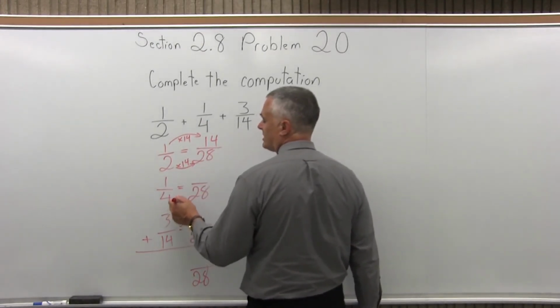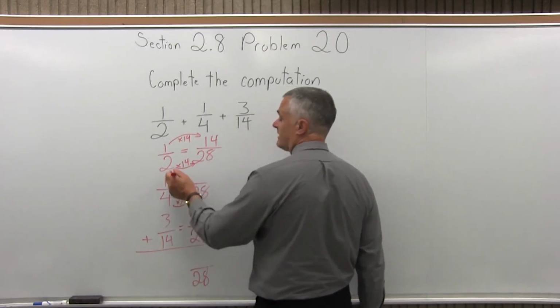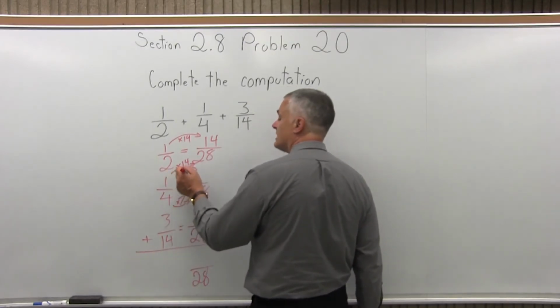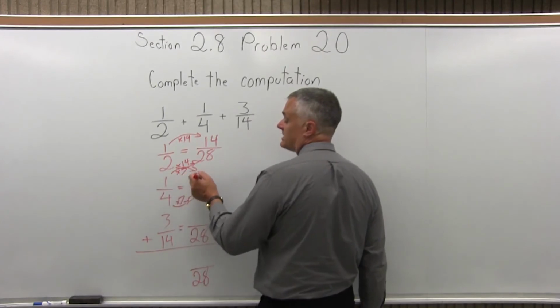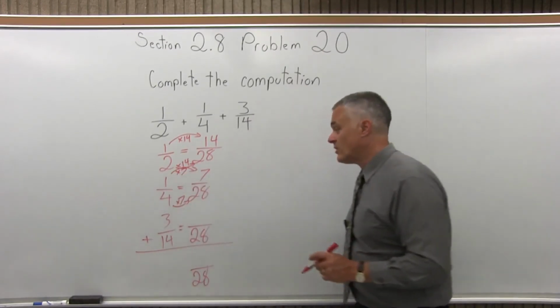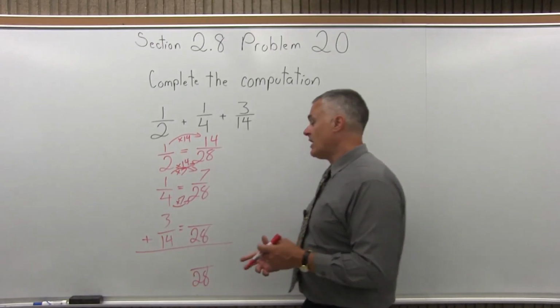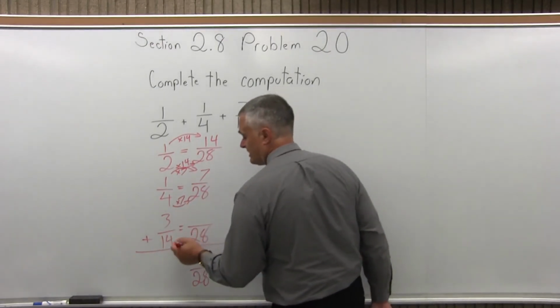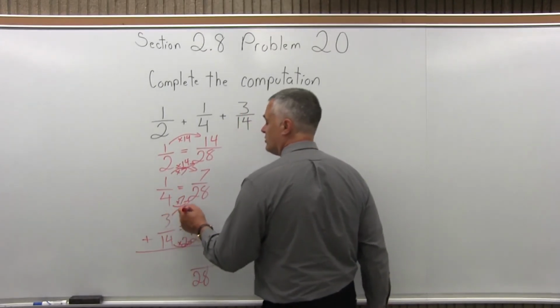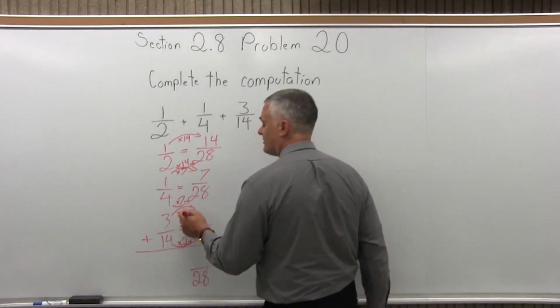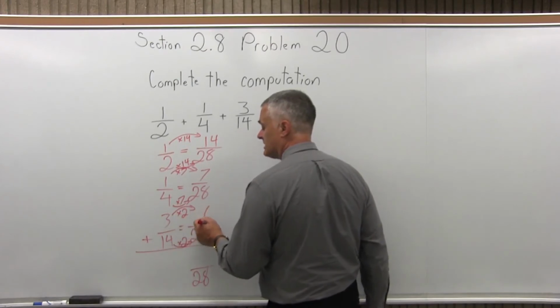Do the same thing next with the 1/4. 4 times something is 28. Well, it has to be times 7. So the numerator times the same value, times 7. So 1 times 7 is 7. 7 over 28 would reduce back to 1/4. It's the equivalent. And now, the last fraction, 14 times something is 28. Well, 14 times 2 is 28. So the numerator is times that same value of times 2. 3 times 2 is 6.